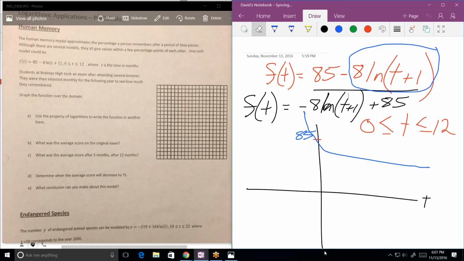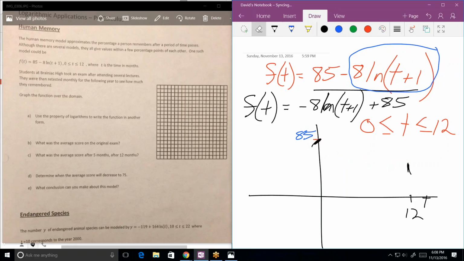Now, they said graph it only over the domain. Well, the domain is when t is from 0 to 12. Hold on. So we'll call that 12. They only want us to graph it through that point and from that point. So if I erase the rest of it, what I have is something that looks like that. So that's graphing it. Now use the properties of logs to write the function in another form.